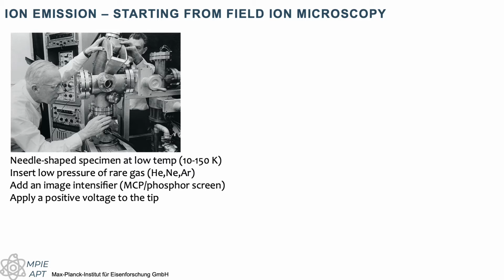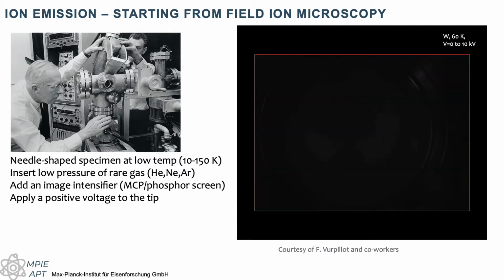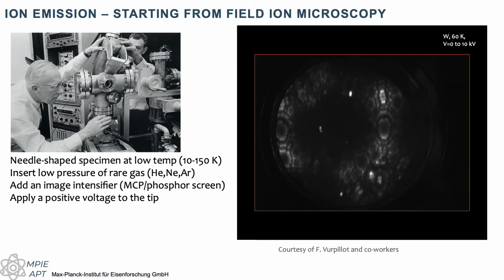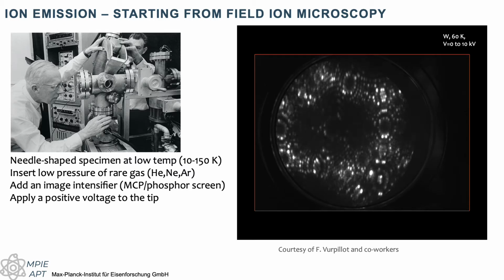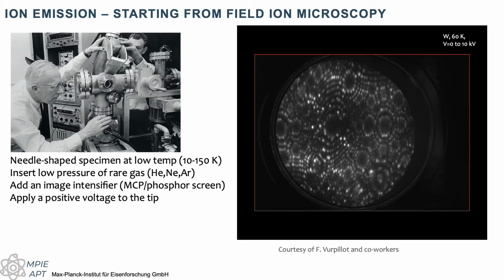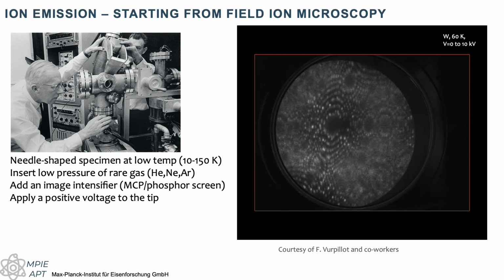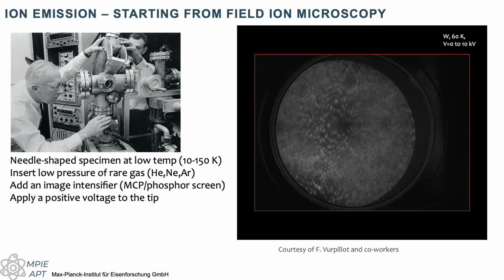The field emission of electrons is what underpins field emission guns in TEMs, for example. And here we are using more or less the same specimen geometry, a sharp needle cooled down to just a few tens of Kelvin, and you introduce a rare gas, helium, neon, argon, for example, and you observe what happens as the voltage is increased. And what you would see is something like this. Progressively, we start to record a series of images, or an image basically with a specific pattern forming.